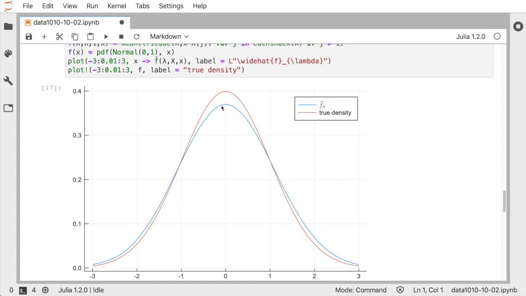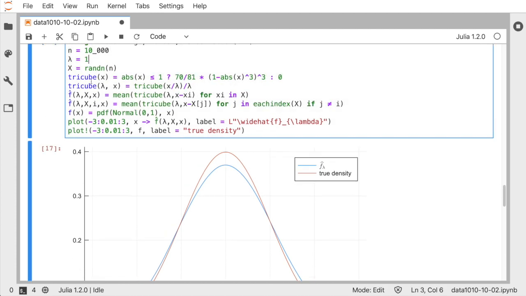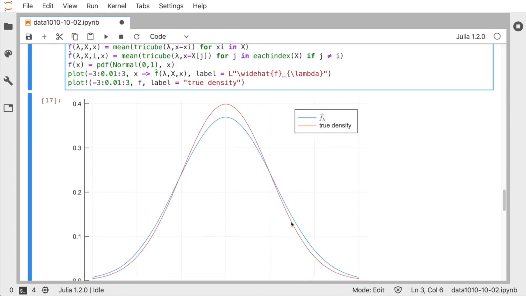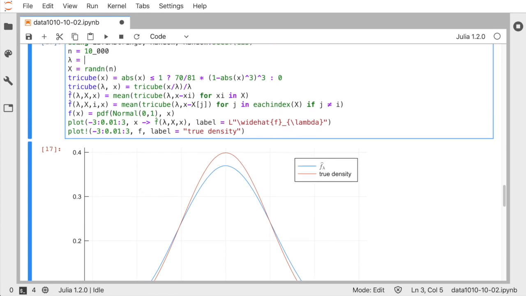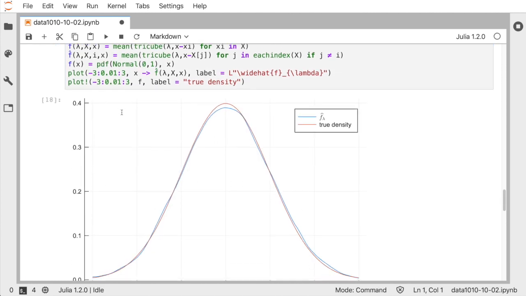It's still not quite closing the gap here because the shape of the tricube function is influencing the shape of this estimator since lambda is quite large. If we decrease lambda, then we're making smaller piles, and each probability mass is being taken more seriously. So we're going to be able to get closer.